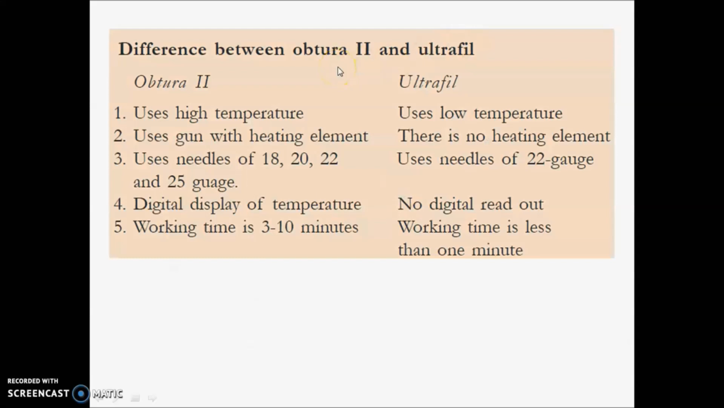Then aspirants, let us understand the difference between Obtura 2 and Ultrafil. Many students make mistakes, so I am revising again. So Obtura 2 has a very high temperature. They have a gun with a heating element, and there are 4 types of needles: 18 gauge, 22, 20 and 25 gauge. They display the temperature of the Obtura 2, and the working time of the Obtura 2 is around 3 to 10 minutes. But the Ultrafil, the name only says ultra, means everything is low. Like the temperature is low, there is no heating element, only one needle. But the disadvantage is that they have no digital readout, and the working time is less than a minute in Ultrafil.